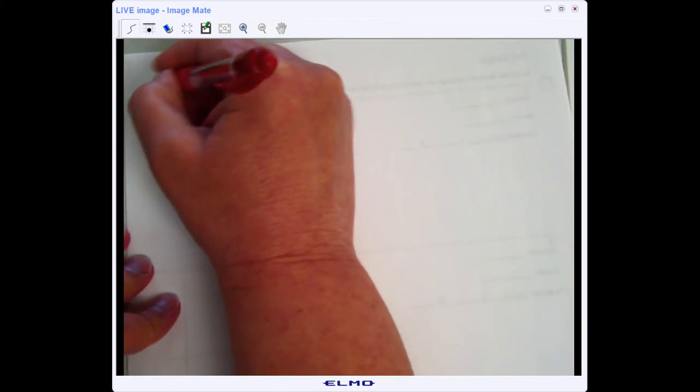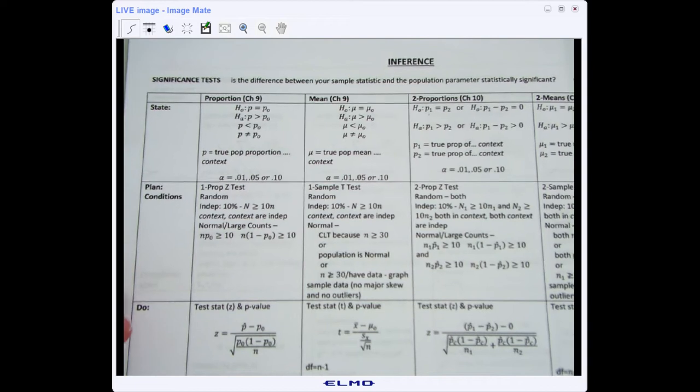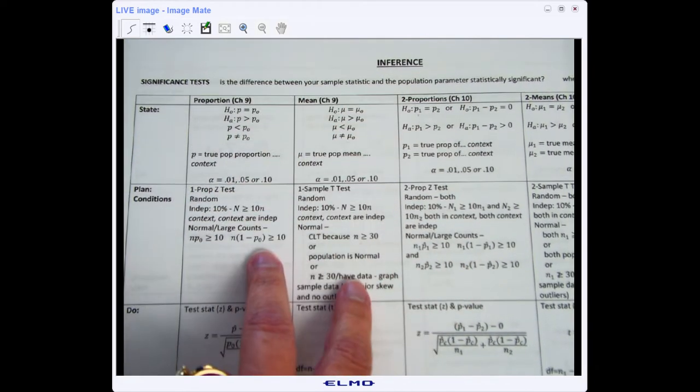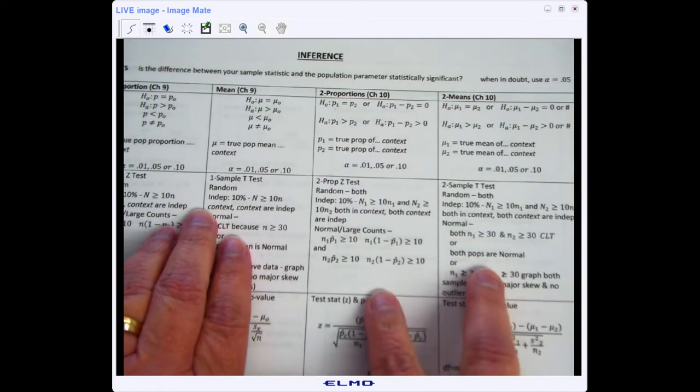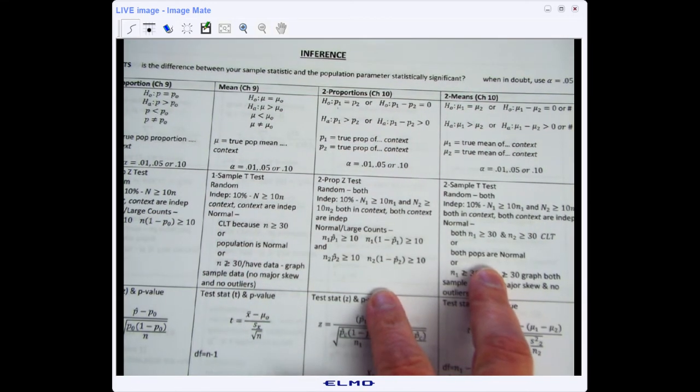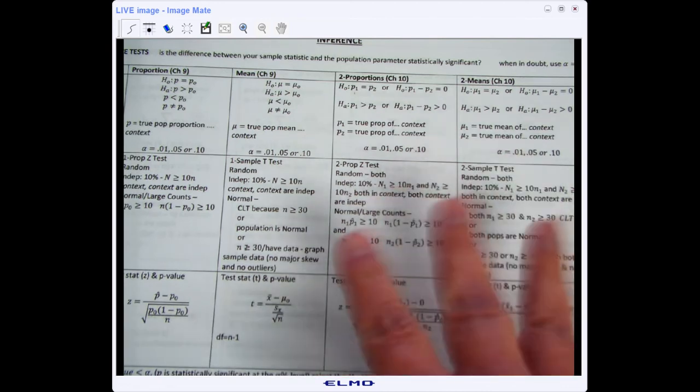Okay, I'm going to do 3 separate videos for Chapter 10. Chapter 10 is 2 proportion and 2 sample significance tests. If we look back on that little cheat sheet I gave you a couple weeks ago, we've been spending a lot of time on Chapter 9 with proportions and means. Now we're going to go through 2 proportions and 2 means. If you look, it's very similar.